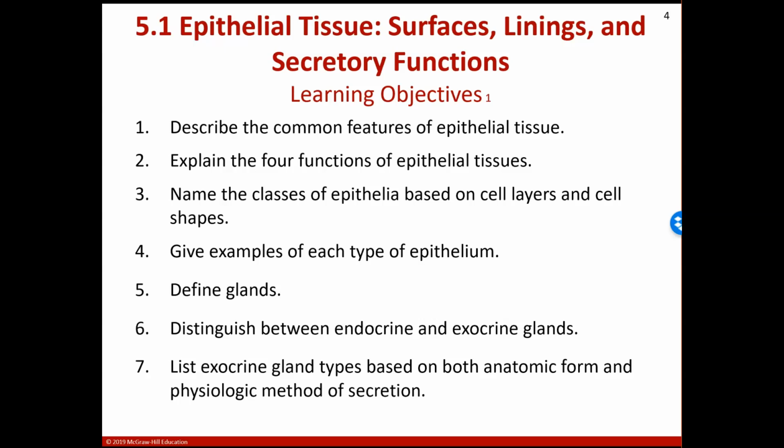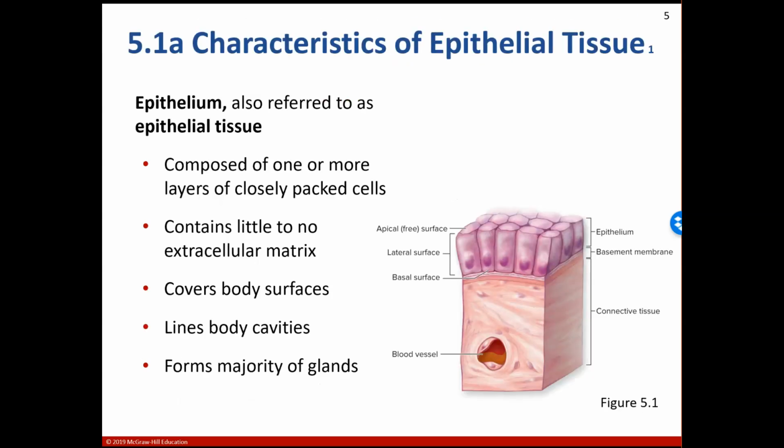So here are your learning objectives. And we're going to start with just the general characteristics of epithelial tissue. So our epithelial tissue is also called the epithelium, and it's composed of one or more layers that are closely packed together. So here we're just seeing one layer, but you could see that these cells are right next to one another. And they're going to contain little to no extracellular matrix. When we compare this with something such as connective tissue, you'll see that in comparison. And our epithelial tissue will cover our body surfaces, most notably our skin, but it's also going to line our body cavities and will form a majority of our glands.